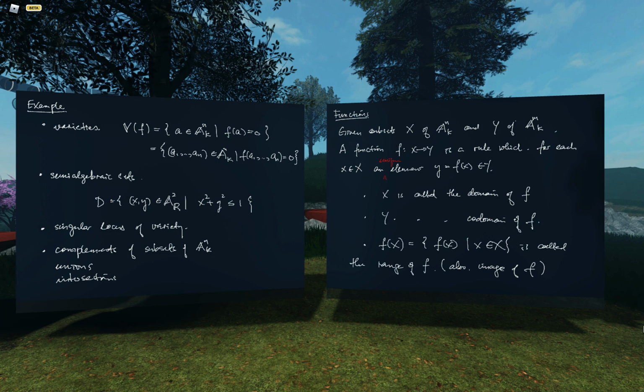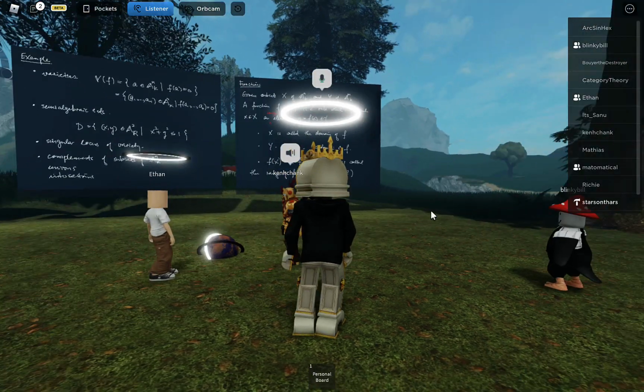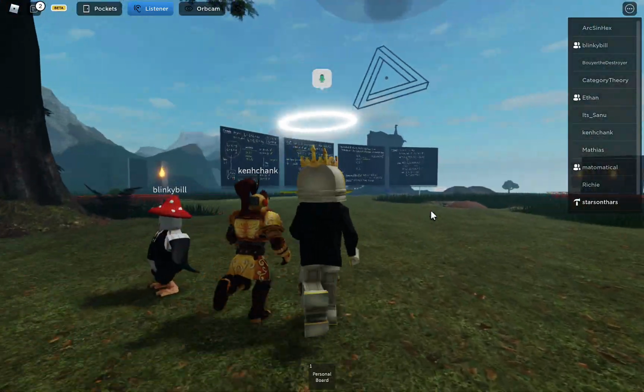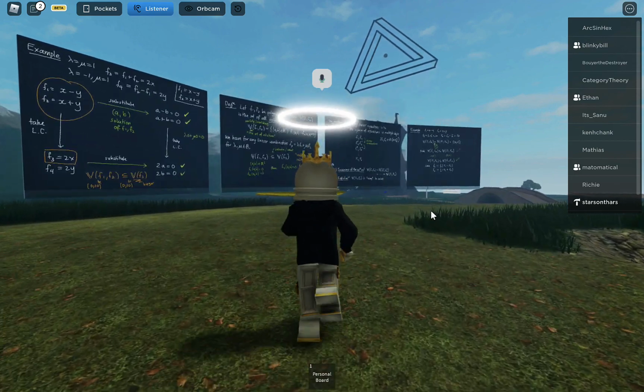Now, which board should I hop over to? Maybe over there. Do I have to disconnect from the org to walk? I can walk, right? Okay, let's just all go over to the other four boards over there.